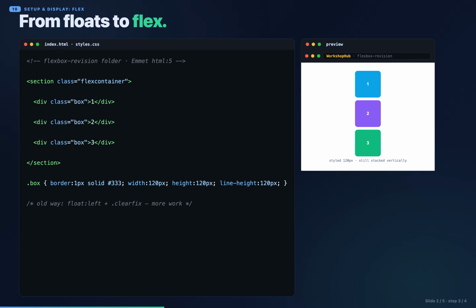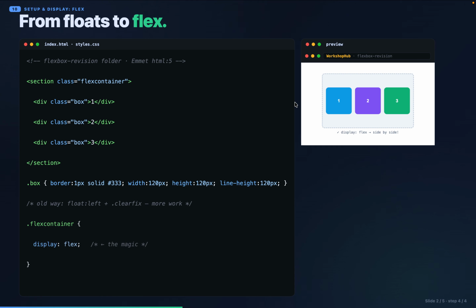Give each box a border, a background, 120 by 120 pixels, and matching line height. They look fine, but they are stacked vertically. The old way, float left plus clear fix, more work. Now the magic on the container. Set display flex. Instantly the boxes line up side by side. No floats, no clear fix. That's the Flexbox core. Now direction, wrap and flow.